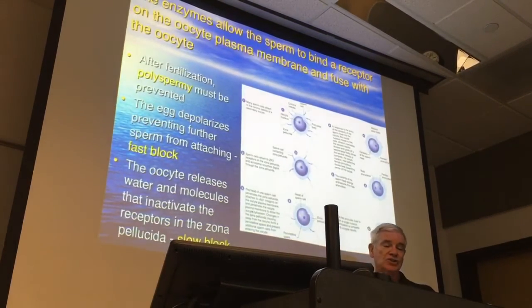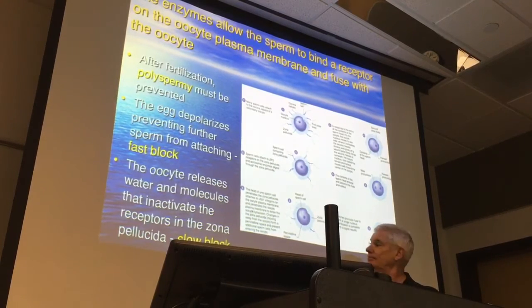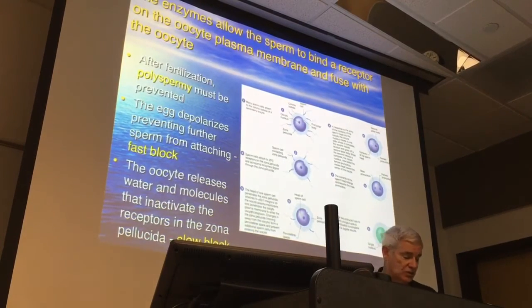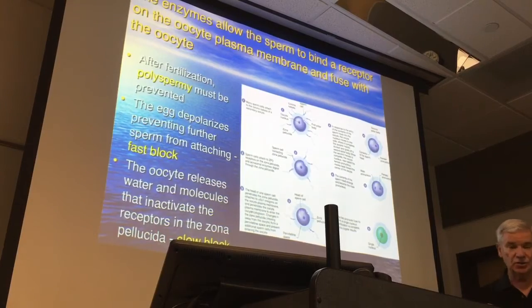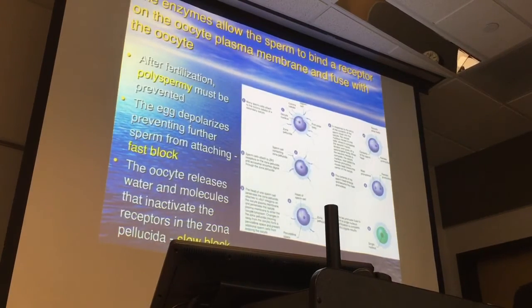Okay. As soon as the sperm break through the zona pellucida using those enzymes, it's fairly easy to do, then it encounters the plasma membrane of the oocyte itself. So now we have the plasma membrane of the sperm and the plasma membrane of the oocyte. They hit a receptor, and then the head is brought in. That is the moment of fertilization, when the first sperm enters the egg.